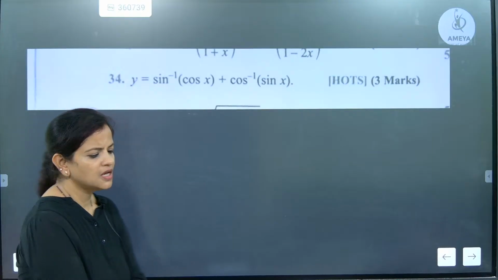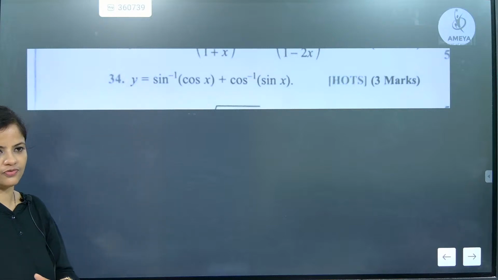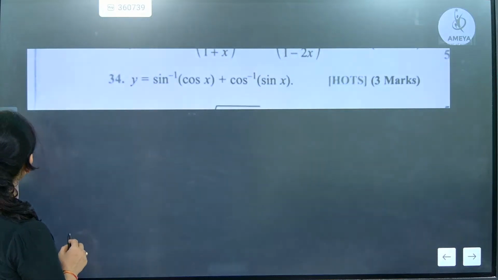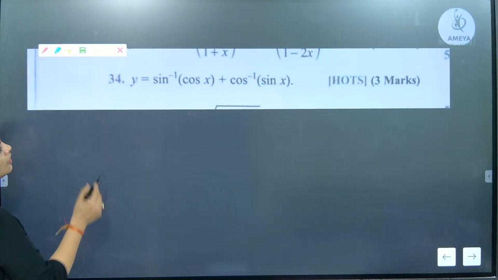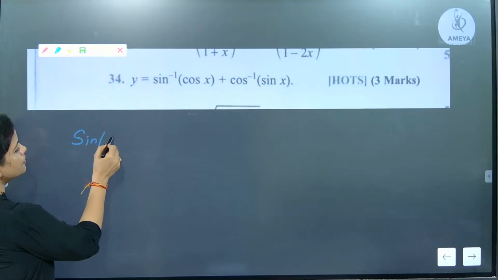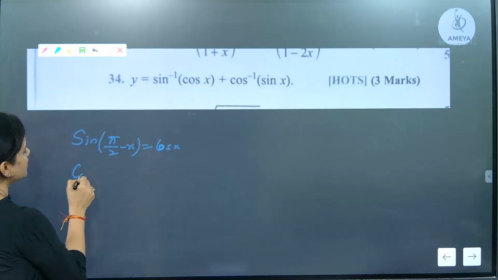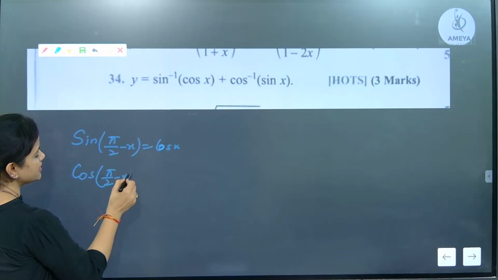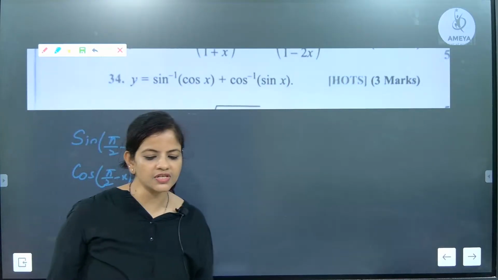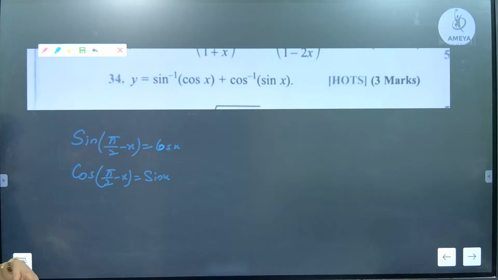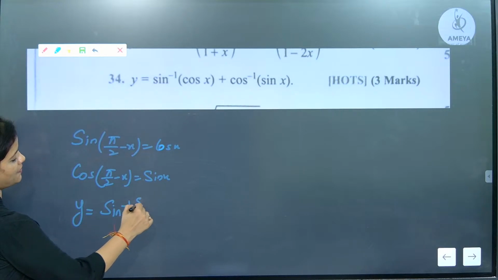Come on, let's see. I'll solve the question, please. Come on, see it. The question is not tough. It is easy. But first you need to understand what you are going to implement here. First, we know that sine of 90 minus x equals cos x and cos of 90 minus x equals sin x. Done? Cos of 90 minus x is equal to sin x, sin of 90 minus x is cos x, the complementary part. Yes, that's what I told you now. Now see how tough this question is.